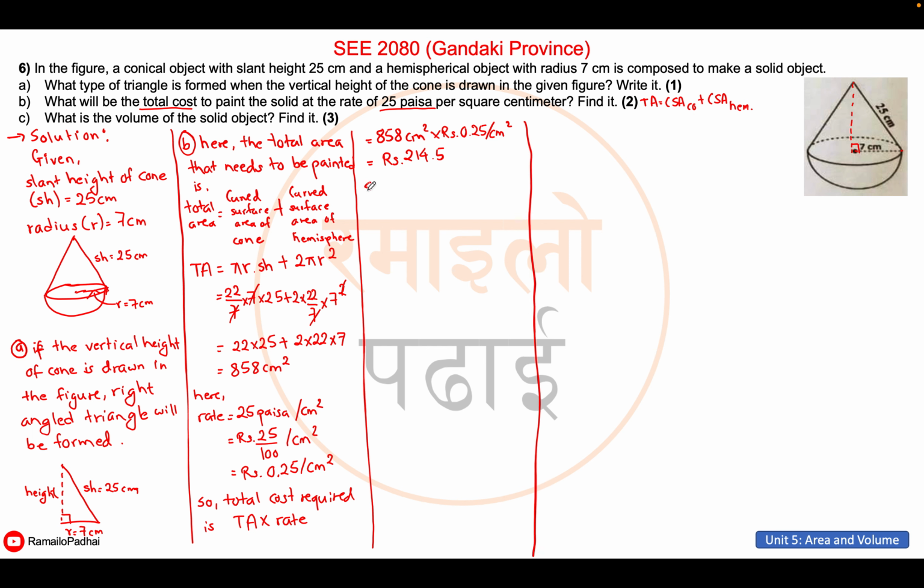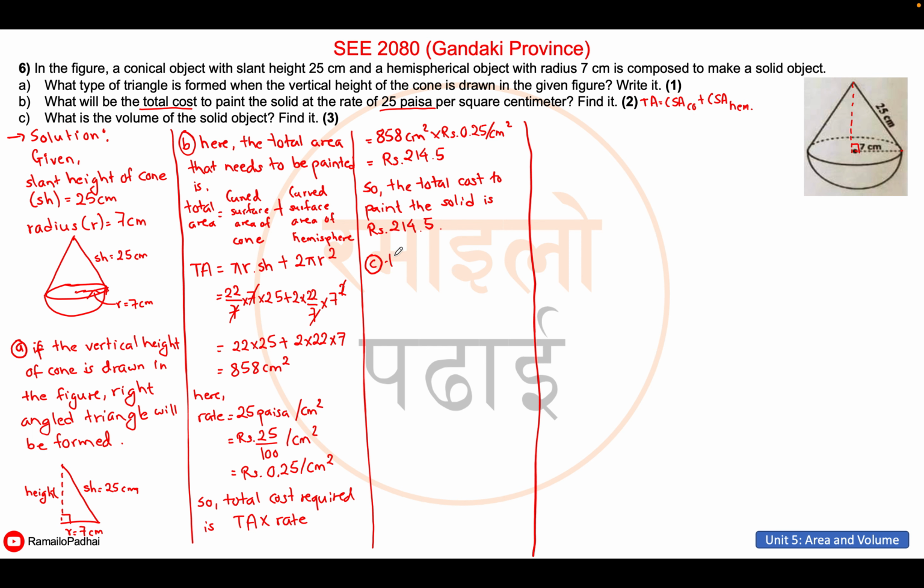So we will write the final answer in words. The total cost to paint the solid is rupees 214.5. So this is the solution of question number B. Now moving on to question number C. Here we are asked to find the volume of the solid object.